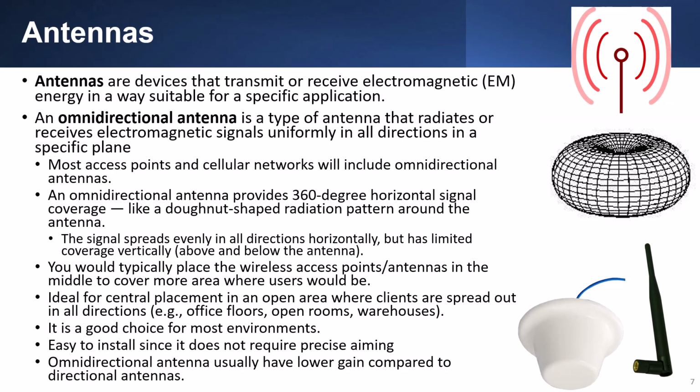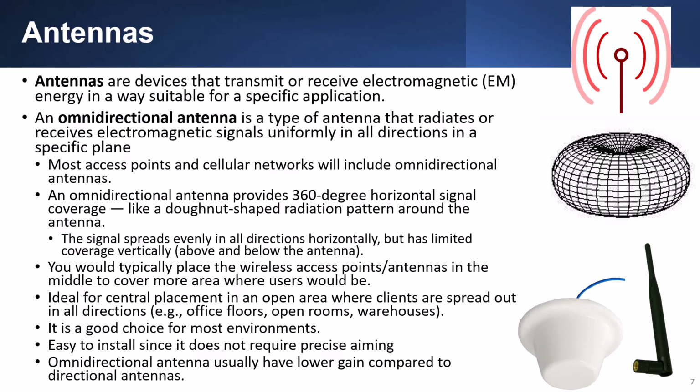Antennas are devices that transmit or receive electromagnetic energy in a way suitable for a specific application. An omnidirectional antenna is a type of antenna that radiates or receives electromagnetic signals uniformly in all directions in a specific plane. Most access points in cellular networks will include omnidirectional antennas.